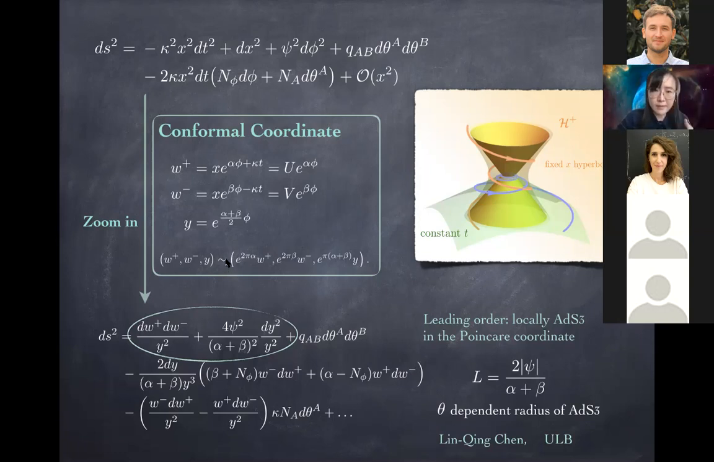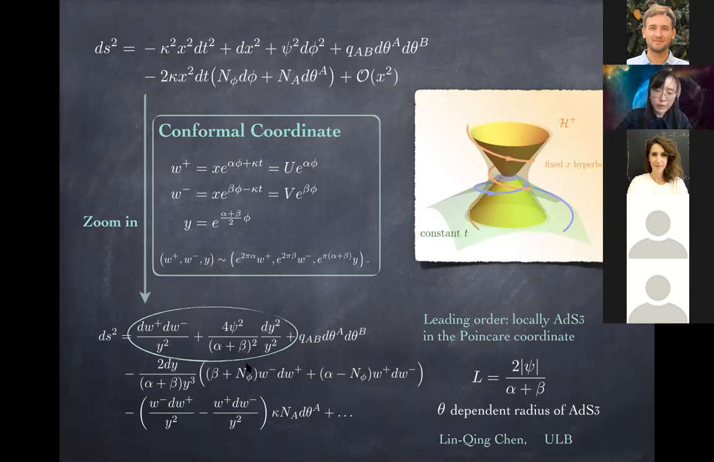And with such a conformal coordinate transformation, this stationary axisymmetric Killing horizon metric will be recast into a form whose leading order piece is a locally AdS3 in the Poincare coordinate. The AdS3 radius is a theta dependent function given by psi, and this free parameter alpha and beta will later be related to the CFT temperature.